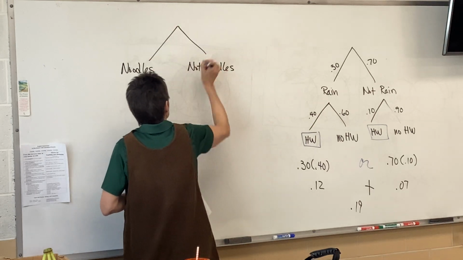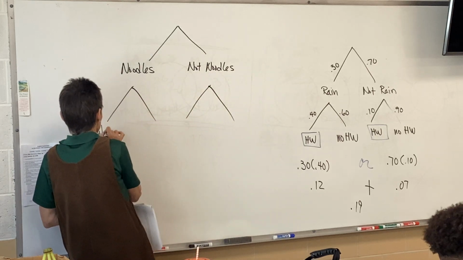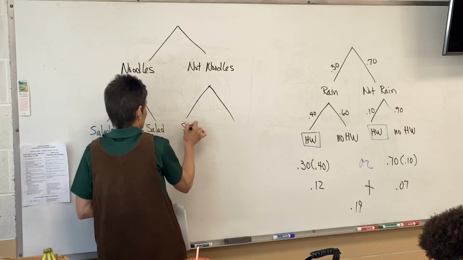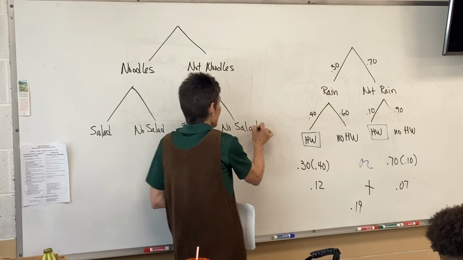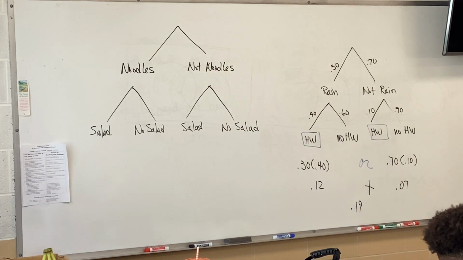Okay? And then we're going to have salad or no salad. So again, guys, always make the bottom level the question. It says, what's the probability we'll serve salad? That goes on the bottom.